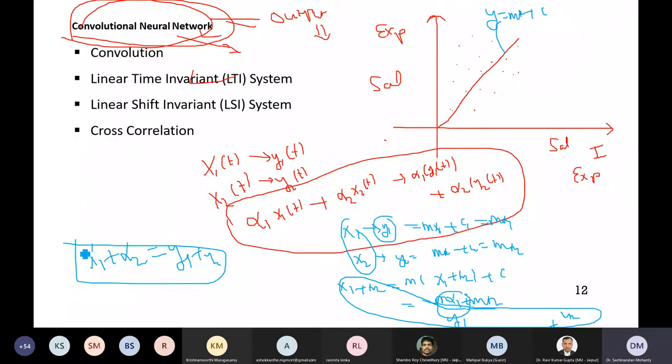Similarly, the linear shift invariance we can also compute. If your data points look like this, then in this case what happened? This is not equal, x1 plus x2 is not equal to y1 plus y2, because the slope value may change.